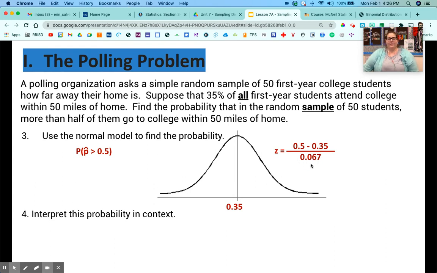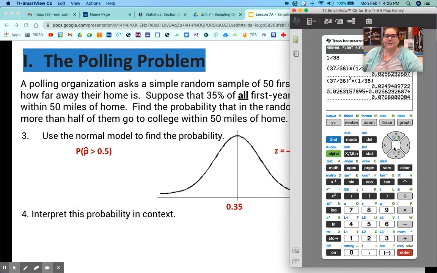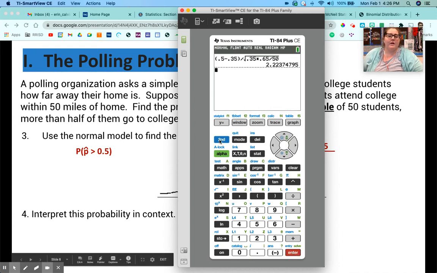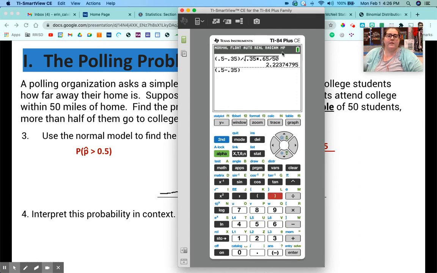Now, obviously, this is a rounded value. The very exact thing to do would be to put that whole thing in the calculator. So actually say 0.5 minus 0.35, and then divide by the square root of 0.35 times 0.65 divided by 50, because then we end up with something that is super exact and we're not rounding anywhere in between. Versus if I do it with the rounded value for the standard deviation, 0.067, I get something that's slightly different.